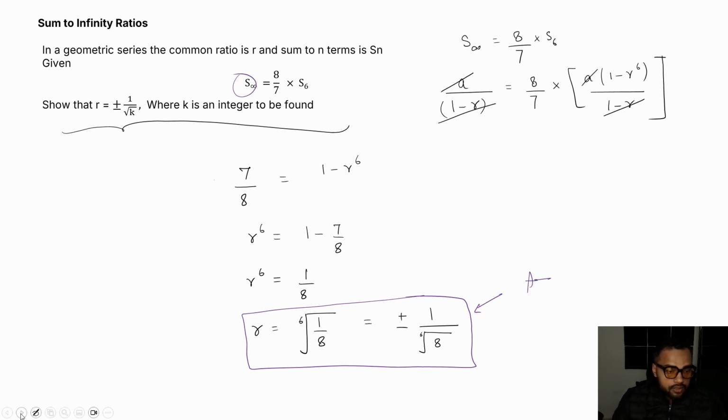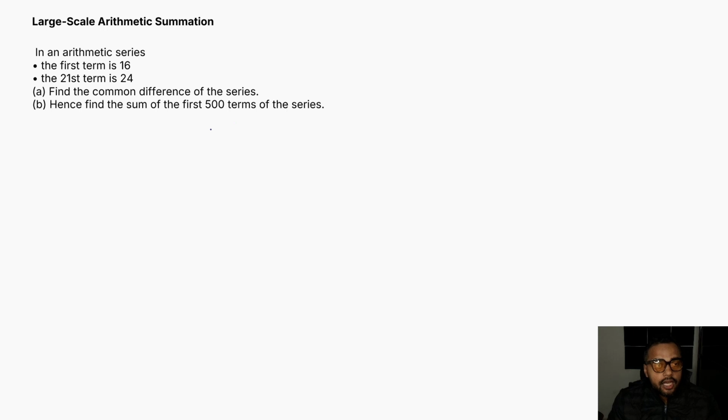So now let's move to the next question, students. Large scale arithmetic summation. In an arithmetic series, the first term is 16, the 21st term is 24. Find the common difference of the series, hence find the sum of the first 500 terms of the series.